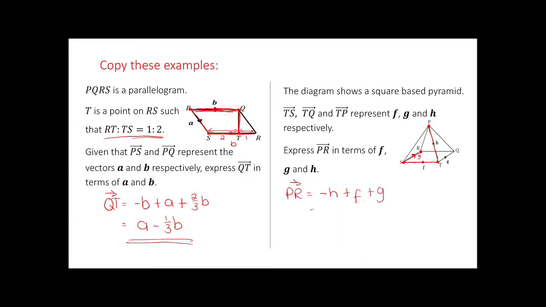Now, just so that I've not got any negatives at the start of my vector journey, I'm just going to rewrite this as F plus G minus H, and that's my final answer.